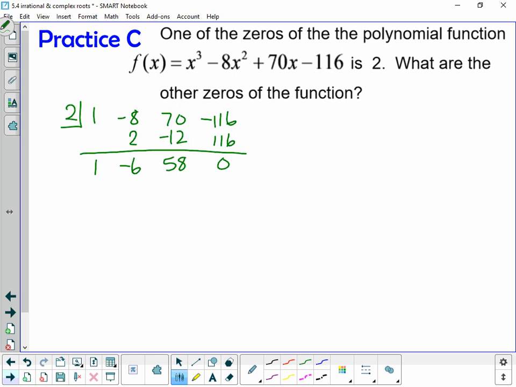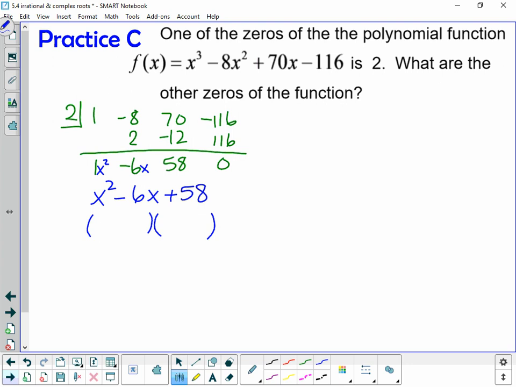So that's good. It confirms that we did our synthetic division right. We were expecting to get a 0. So if we decode those coefficients, this would be an x squared, this will be an x. So we have x squared minus 6x plus 58. Now when we get to this point, we should always try to factor, and on your test it's not going to be separated into a factorable and an unfactorable section. You're just going to be working, and you're going to have to decide what your proper next step should be.